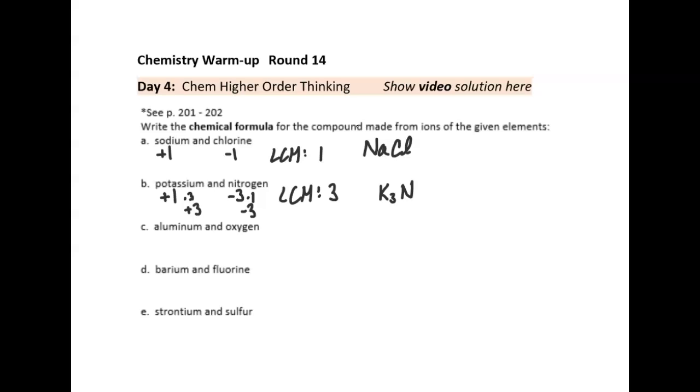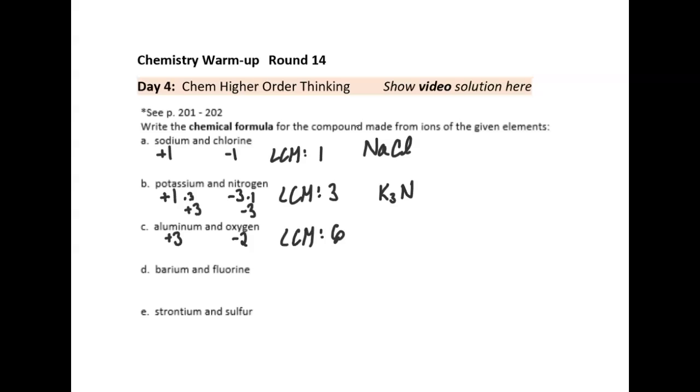Question C, aluminum and oxygen. Aluminum is in group 3A. It creates a positive 3 charged ion. Oxygen is in group 6A. It creates a negative 2 charged ion. The least common multiple between a 3 and a negative 2 is the number 6.